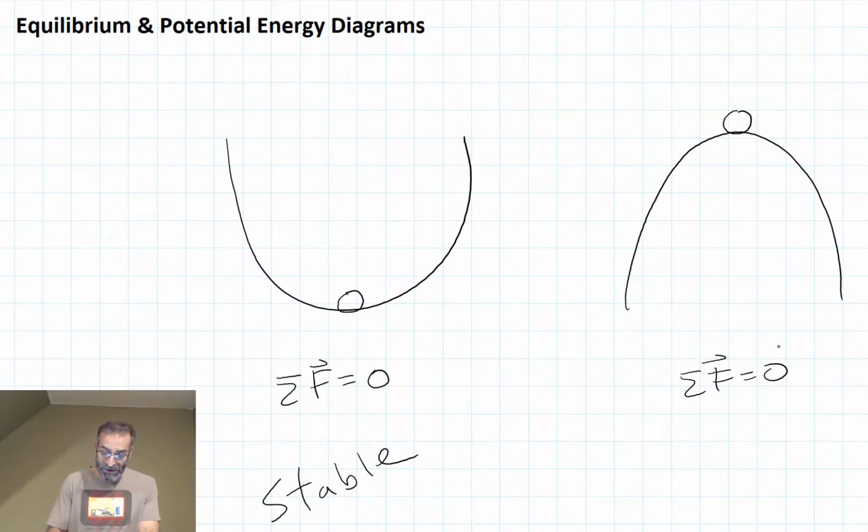Because if our ball gets displaced a tiny bit to the right, what direction is the force acting on our ball? Away from the equilibrium position. If we displace the ball a tiny bit to the left, what direction is the force? Away from the equilibrium position. So this technically is an equilibrium position, but any tiny displacement in any direction and it's not in equilibrium anymore. The ball moves. We call that unstable equilibrium.